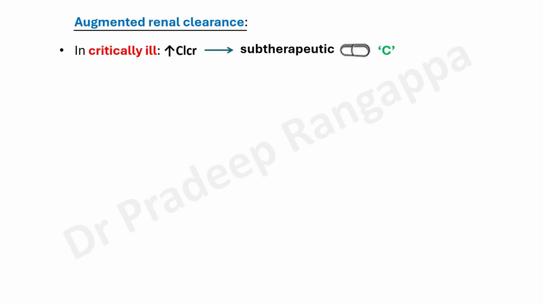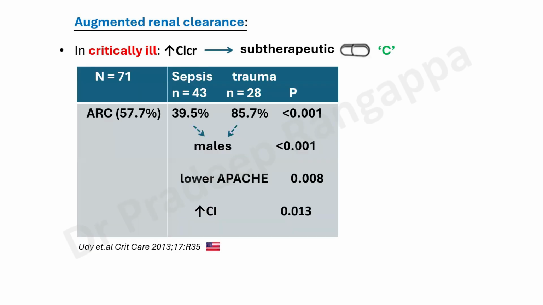So augmented renal clearance is a concept one needs to bear in mind in critically ill patients. As I said, the creatinine clearance sometimes can go up, which leads to subtherapeutic concentration of the drugs. And this was first conceived by Udy et al. in 2013, where they looked at 71 young patients with sepsis and trauma, and 57.7% of the patients had augmented renal clearance. As you see, 39.5% of sepsis patients had ARC, 85.7% in trauma had ARC, and many of them were males.